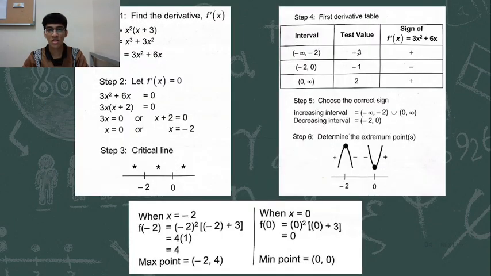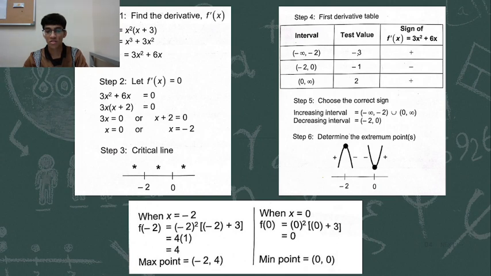Now I will explain the solution for question B. Step 1. Find the derivative f prime. And you will get the answer for f prime equals 3x squared plus 6x. Step 2. Let f prime equal 0. And you will get the values of x, which are 0 and negative 2. Step 3. Make the critical line. Step 4. Make the first derivative table, with interval from negative infinity to infinity.